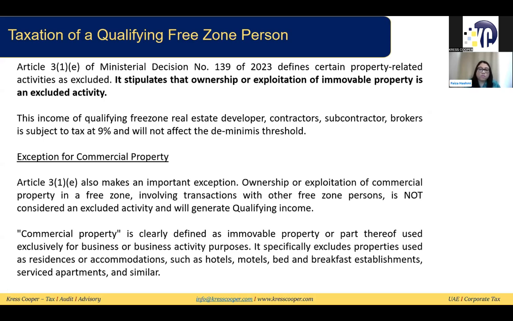Now, what is commercial property? It's defined as any immovable property or part thereof used exclusively for business or business activity purposes. It specifically excludes property used as residences or accommodation, like hotels, motels, bed and breakfast establishments, service apartments, and similar kinds of properties. So if the ownership and exploitation is of immovable property which is not a commercial property in the free zone, or the transaction is not with a free zone person, all that will attract the 9%.